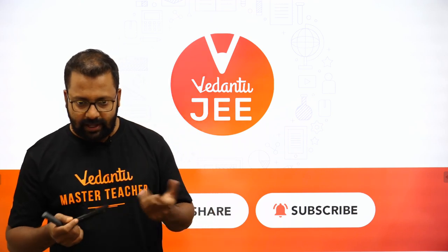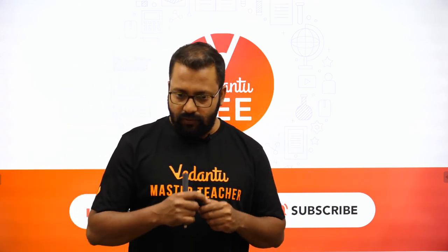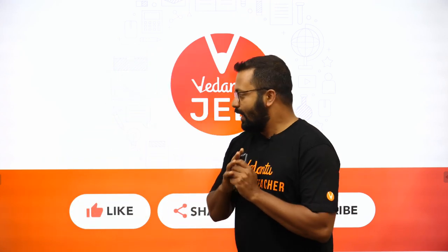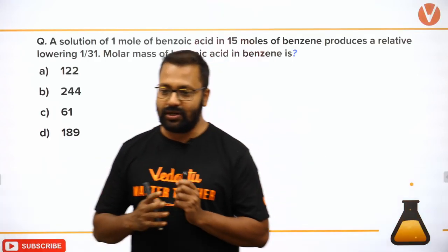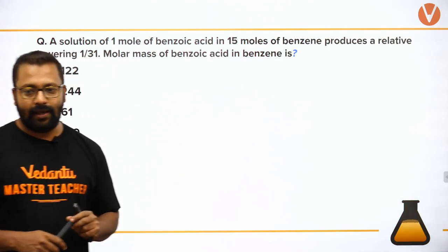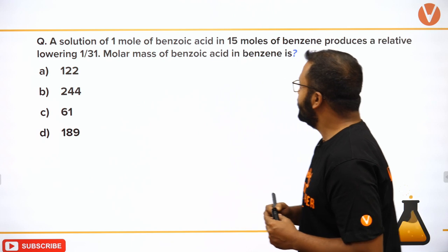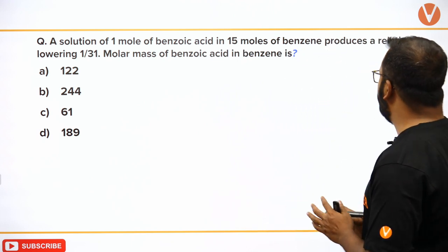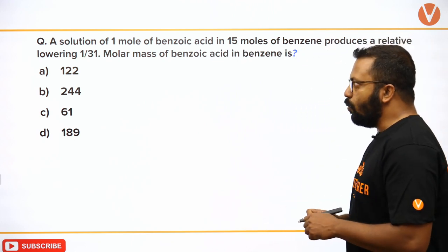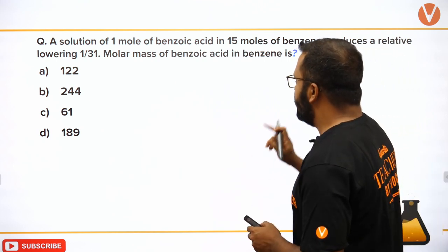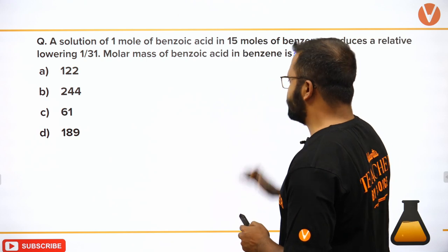Chalo, very good. So let's start today's session. The first question is this. The solution of 1 mole of benzoic acid in 15 moles of benzene produces a relative lowering of 1/31. Molar mass of benzoic acid in benzene?